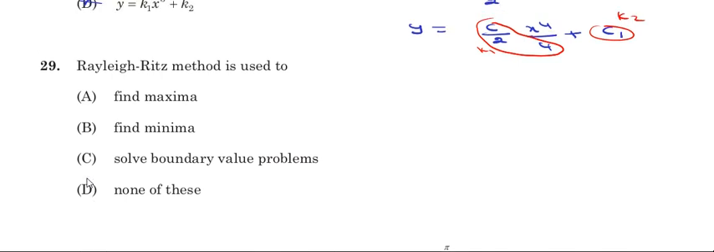So next one, Rayleigh-Ritz method. It's a direct question. It's used to solve boundary value problems.